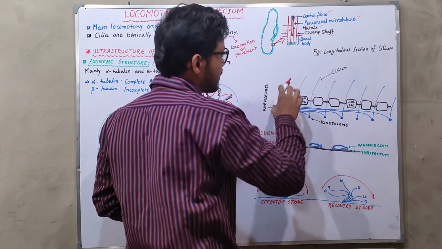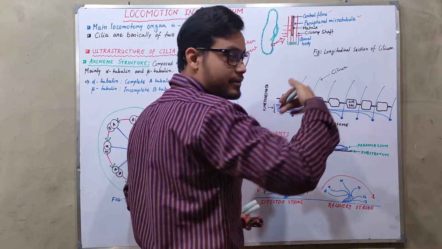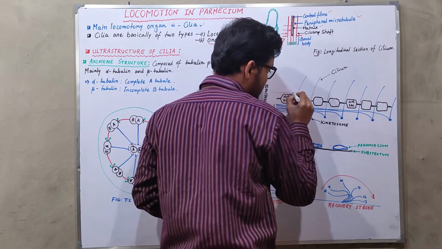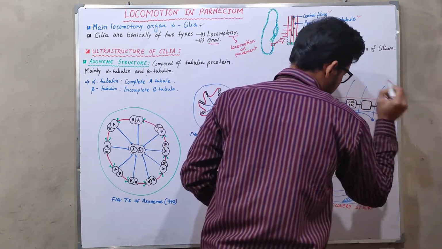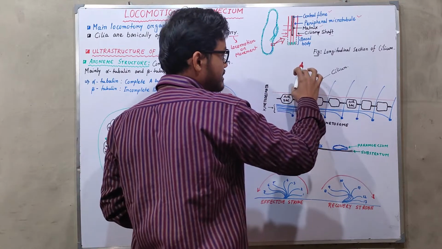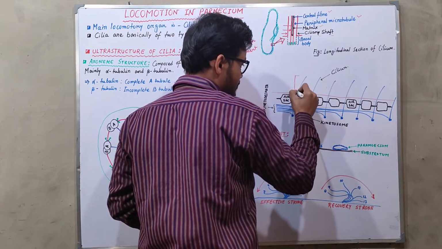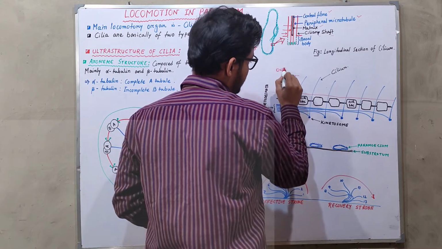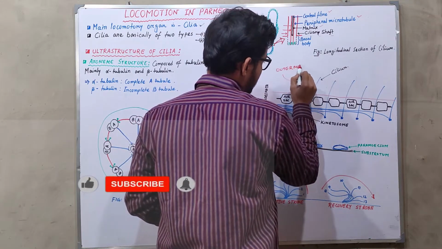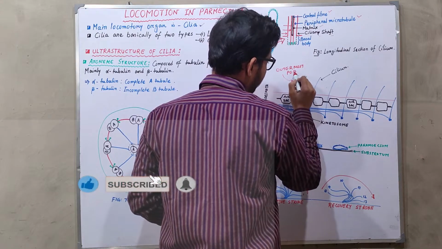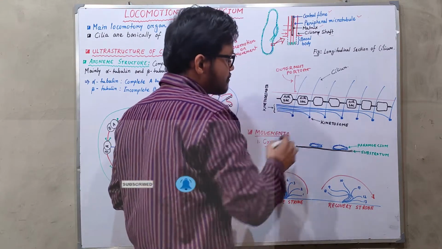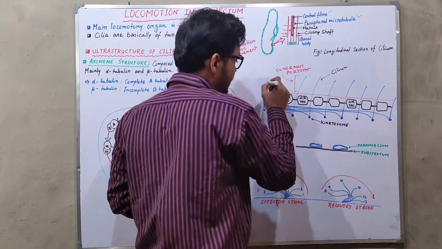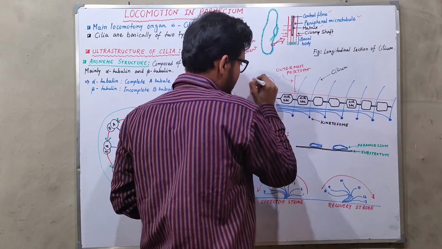When a cilium resides inside a cell, beneath the plasma membrane, we only visualize this portion of the structure, which is the outermost portion. If we observe the total molecular structure, we find that this is the plasma membrane.